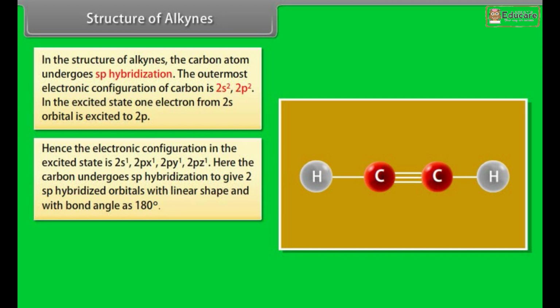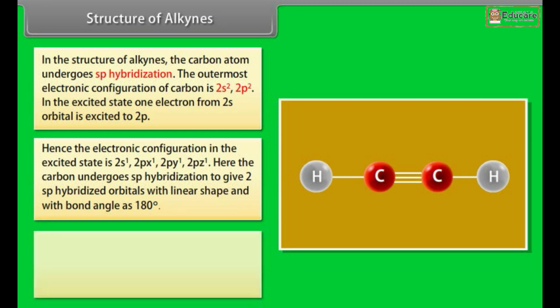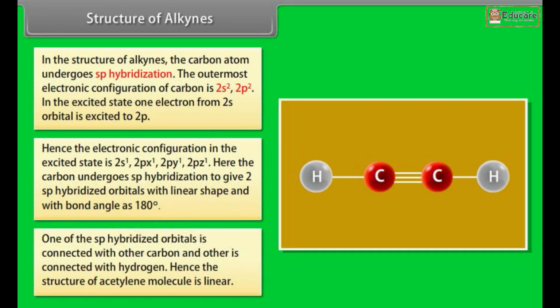Here, the carbon undergoes sp hybridization to give two sp hybridized orbitals with linear shape and with a bond angle of 180 degrees. One of the sp hybridized orbitals is connected with the other carbon and the other is connected with hydrogen. Hence, the structure of the acetylene molecule is linear.